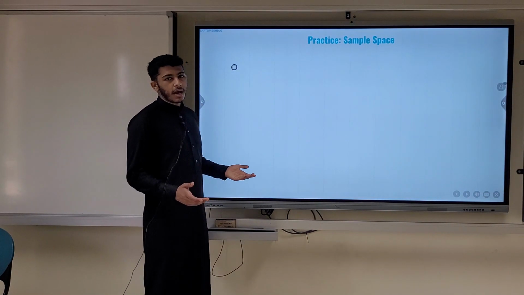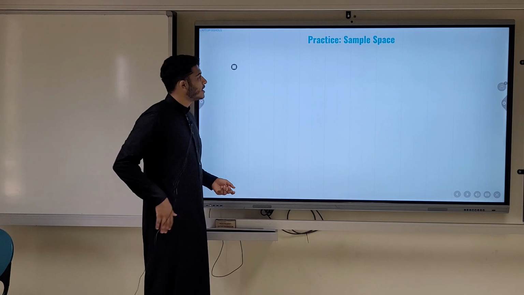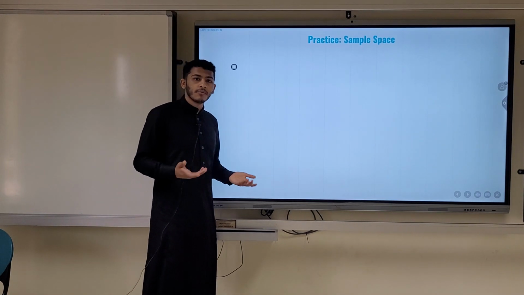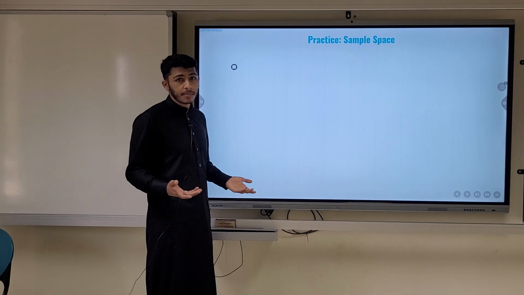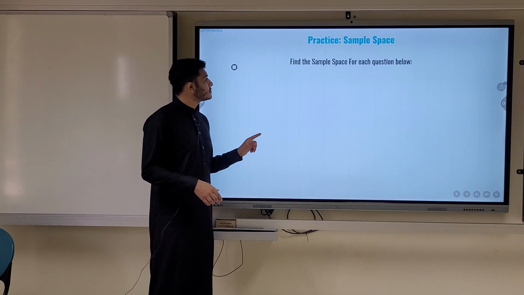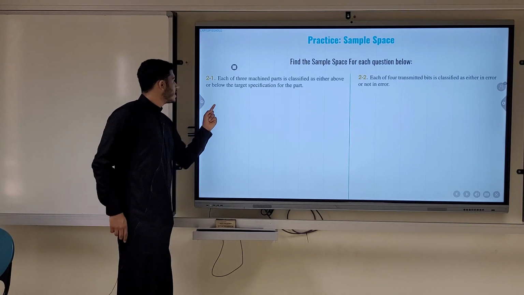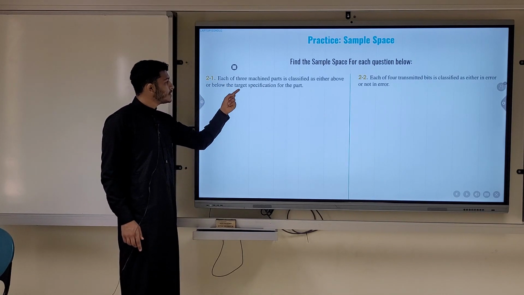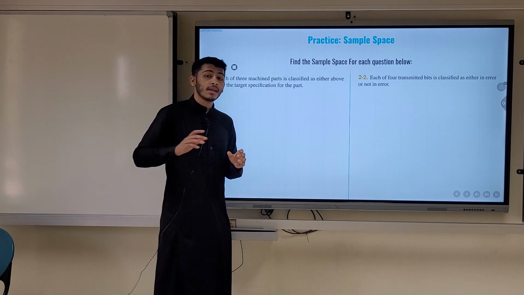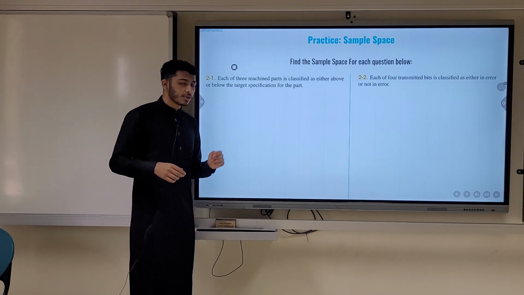Now let's have some practice about these sample spaces. We may get some questions in the book about finding sample space for other random experiments. So let's see how we can find them. So the question says, find the sample space for each question below. We have 2 questions. First question says, each of 3 machine parts is classified as either above or below the target's specifications for the part.